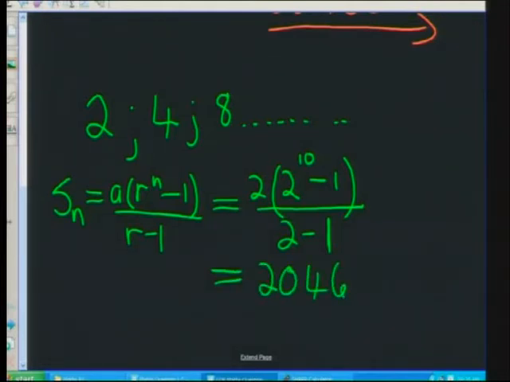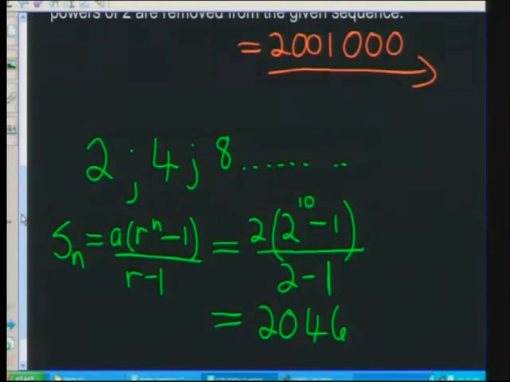2,046. So now the actual question, remember, asked me, what is the sum of the sequence once the powers of 2 have been removed? Now, the sum of the powers of 2 is 2,046. So to calculate what the sum is once the powers of 2 have been removed, I'm going to say 2,001,000 minus 2,046. Okay, and that gives us our final answer.